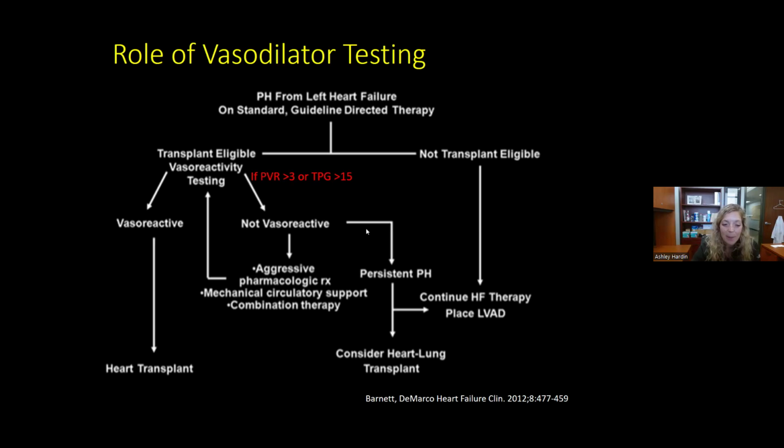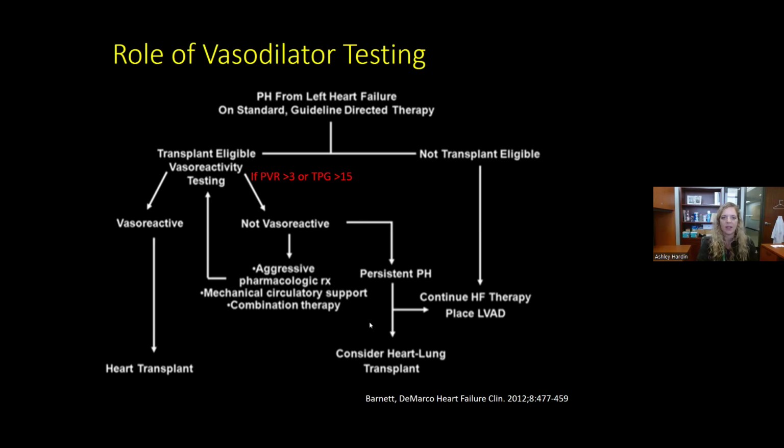If they have persistent PH despite 48, 72 hours in the ICU of inotropes, vasodilators, mechanical support, then the recommendation is to proceed to LVAD therapy at that point in time if PH is prohibitive for heart transplant. Or you can consider them for heart-lung transplant. And of course, if they improve, their risk is lower and it's probably okay to proceed to heart transplant depending on the situation.